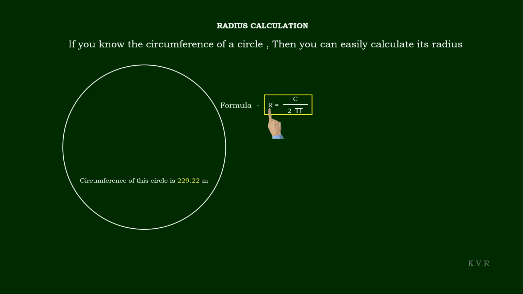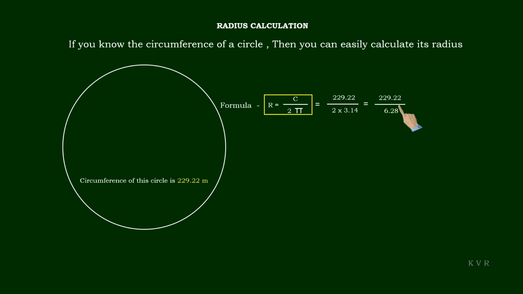R is radius that we have to find out. C is circumference of this circle, that is 229.22 meter. Two pi is 2 into 3.14.